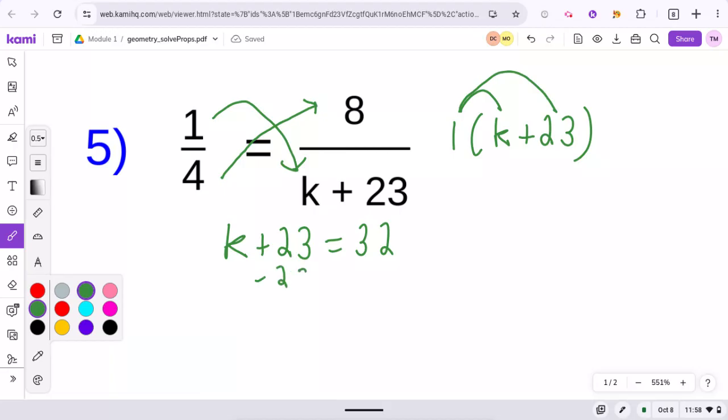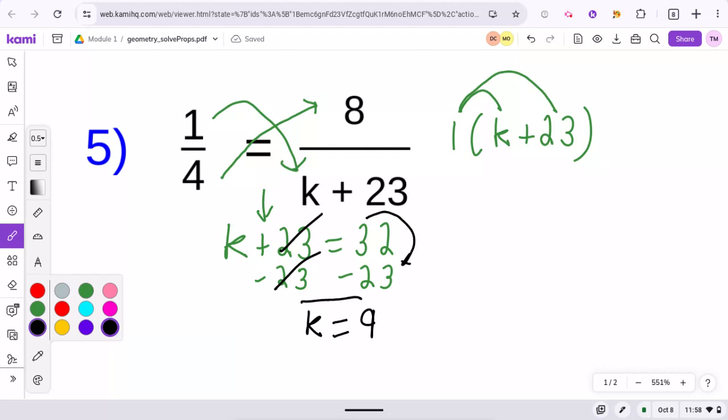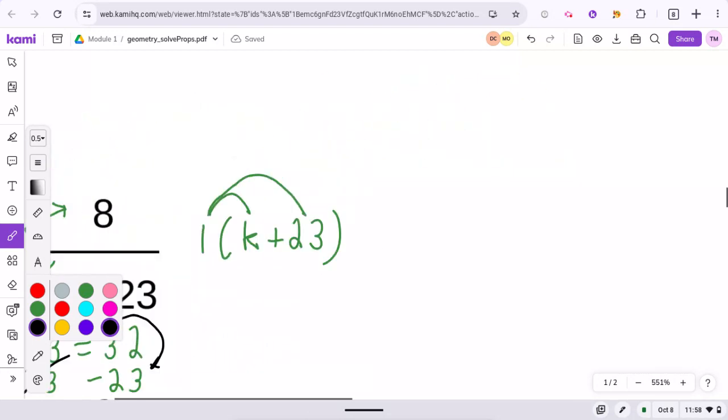Subtract 23 on the left, subtract 23 on the right. Because here you have a plus, so to get rid of it, you subtract. Opposite operation, cancel. 23 minus 23 is 0. K equals 32 minus 23. That gives you 9. I'll do one more.